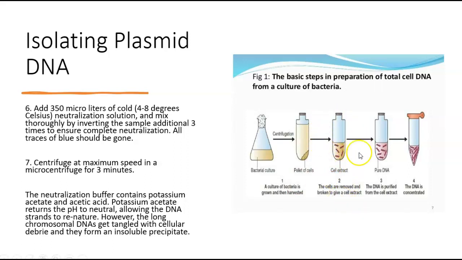So here we are at this step over here where we have the cell extract in our test tube. You're going to add 350 microliters of cold neutralization solution. This neutralization solution is going to return the pH back to neutral. You're going to mix by inverting the sample 3 times to ensure complete neutralization. The color of the liquid in your test tube should no longer be blue. And you're going to centrifuge this again at maximum speed in the microcentrifuge for 3 minutes.